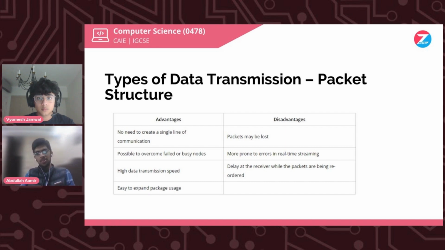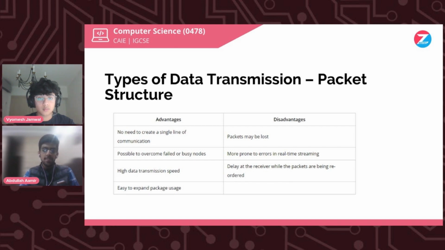However, there are disadvantages as well. Packets can be lost. Once again, they only have the IP of the final destination, so they can get lost in the communication if they are using very long communication methods. These are also more prone to errors in real-time streaming, because if you're streaming, you have to wait for other packets, and if a packet is unable to arrive in order, you can have errors. And lastly, there can be delay at the receiver end if one packet is lost or is unable to reach at the correct time.